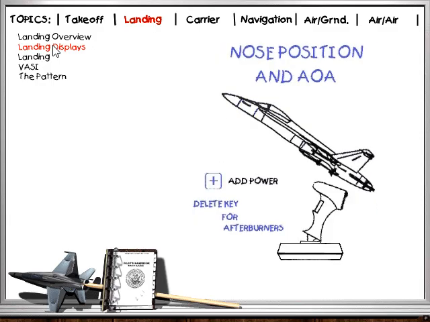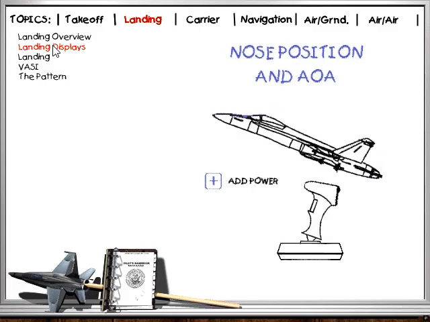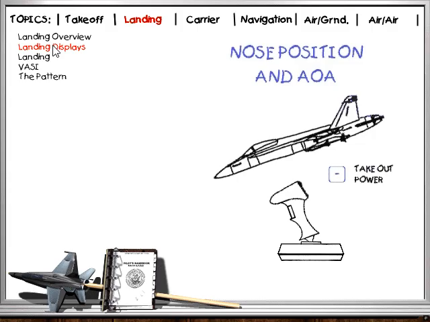Along with speed, nose position affects angle of attack. Climbing with no change in engine thrust decreases speed and you'll begin to slow. Get in the habit of adding power when making large backstick corrections. Pushing the nose over increases airspeed and decreases your AOA. Take out power as you make major nose down corrections.